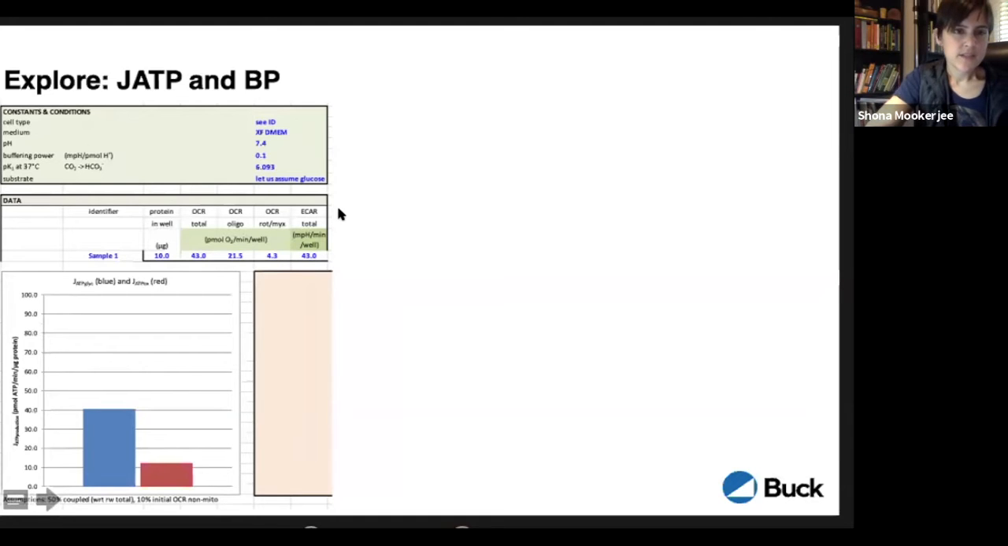We alluded earlier to the contribution of the buffering power of the medium to part of the signal that we use to calculate, in this case, glycolytic ATP production. So this will be a demonstration in how linearly those two things are related to one another. Let's go up into our constants and conditions section up here. We've set our buffering power at, sorry, 0.1. So 0.1 here refers to per picomole of H plus added, you get a 0.1 milli-pH unit change in your medium. Let's go ahead and double that. Let's change it to 0.2.